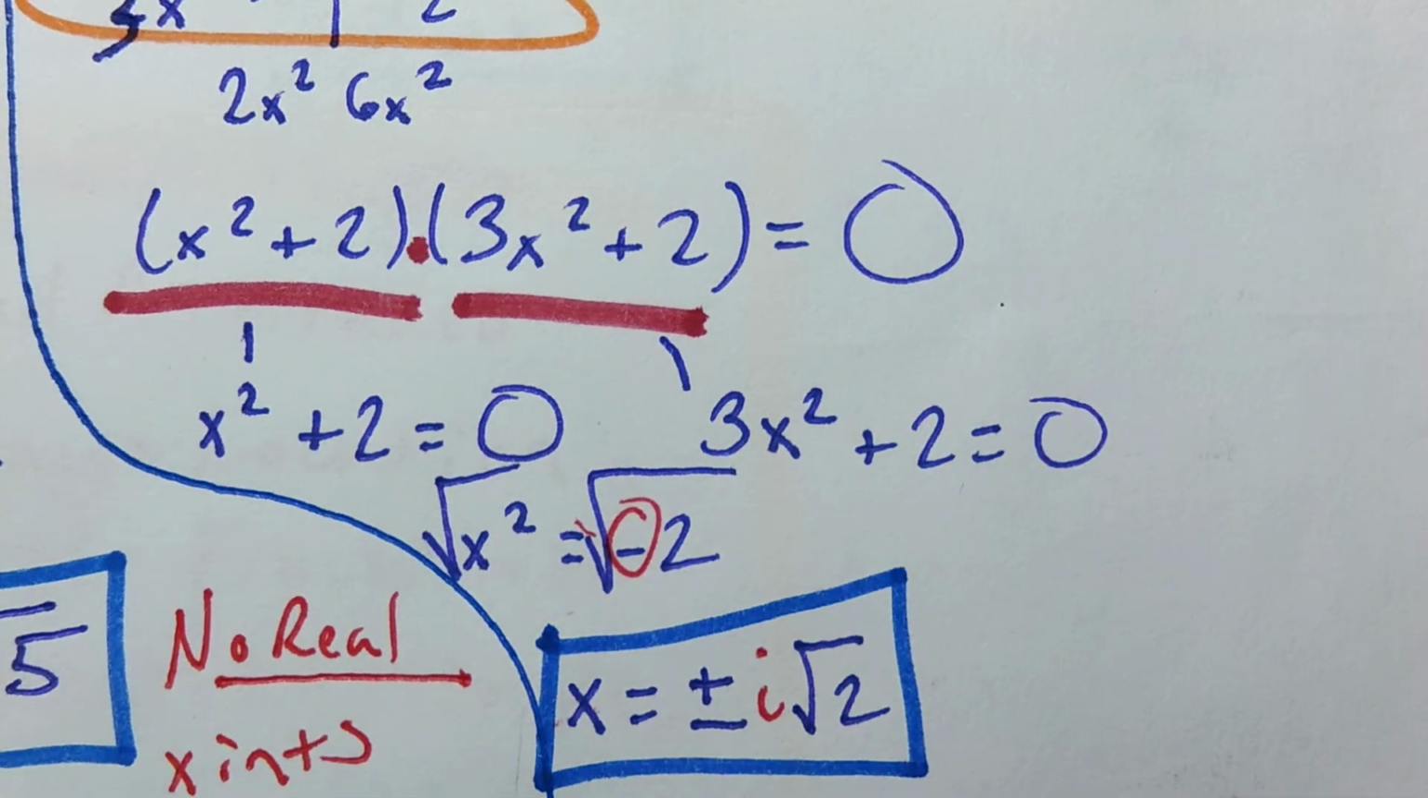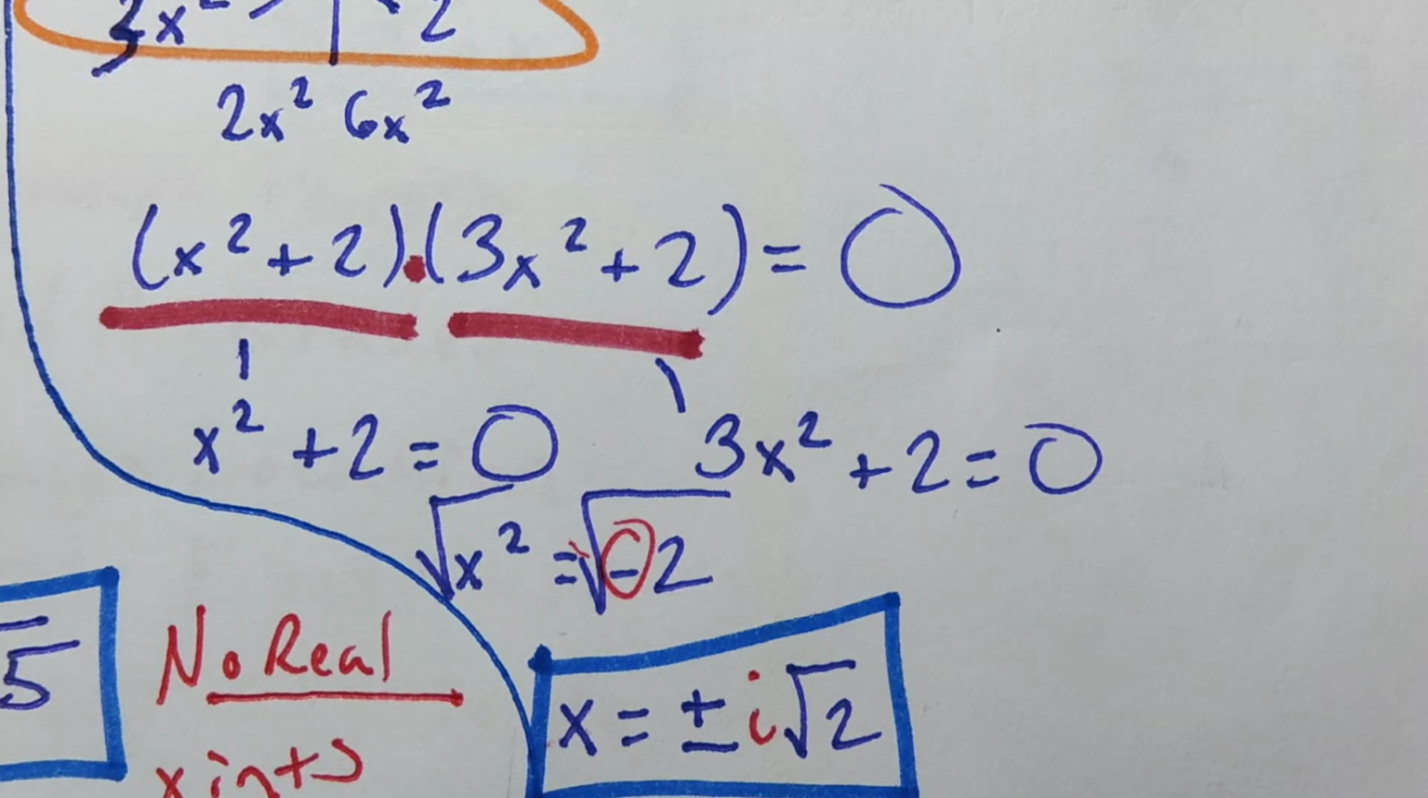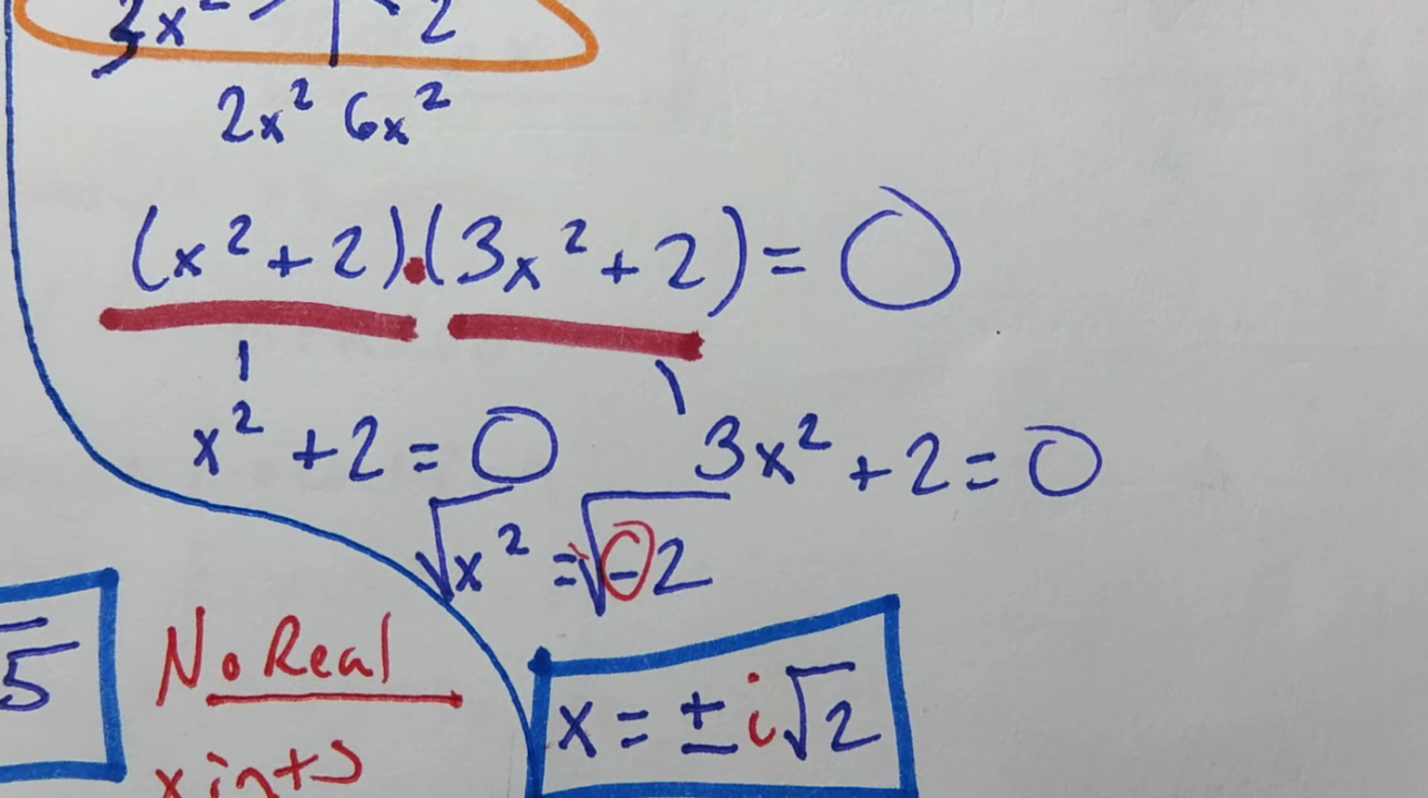How many solutions did we just find? 2. Positive i root 2 is one. Negative i root 2 is another. How many solutions can we actually see? No. Because of that i, we wouldn't actually be able to see these on our graph.